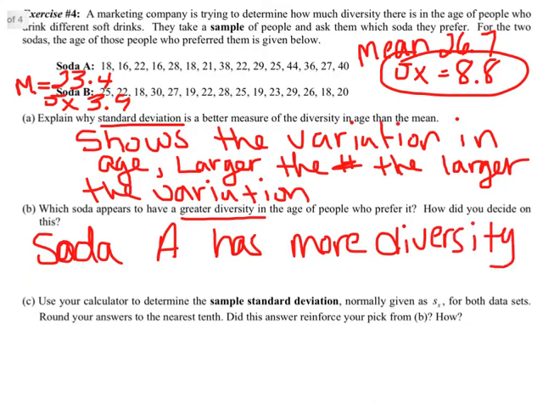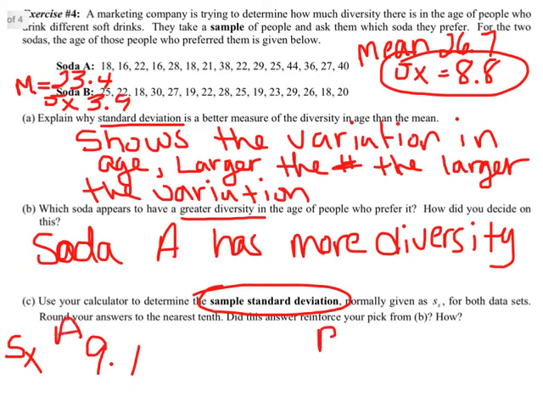C says, use your calculator to determine the sample standard deviation. Okay, sample standard deviation normally gives us Sx. So if I look back at my calculator, Sx for soda A would be 9.1, and soda B would be 4.1. And that still makes sense. Notice here that soda A is higher, as with the population standard deviation, and soda B is smaller, and the same holds true here.